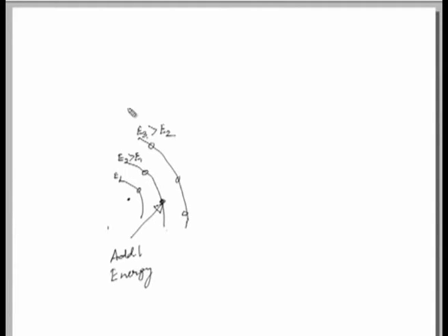Now, if by the application of some additional energy, electrons in the cell having lower energy are pushed to another level where the energy is higher than this, then the electron at this level will have higher energy, which is not natural.